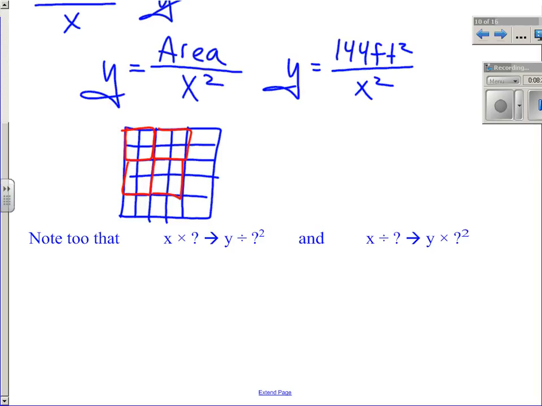So what happens is, if the dimensions of the tiles double, those dimensions sort of take care of 4 tiles, don't they? So the number of tiles you're going to need actually gets divided by 2 squared. Again, once for each dimension. So that's a quick run through of the direct square law and the inverse square law.